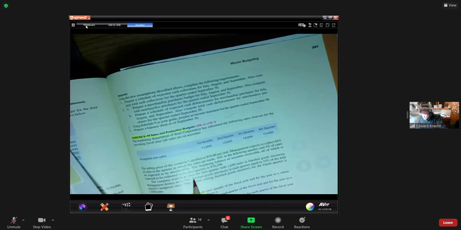Management desires an ending finished goods inventory for each quarter, 15% of the next quarter's budgeted sales. The desired ending finished goods inventory for the fourth quarter is 1,850 units. So the first requirement is calculate the estimated sales for each quarter of the fiscal year and for the year as a whole. Oh, you should be able to do that.